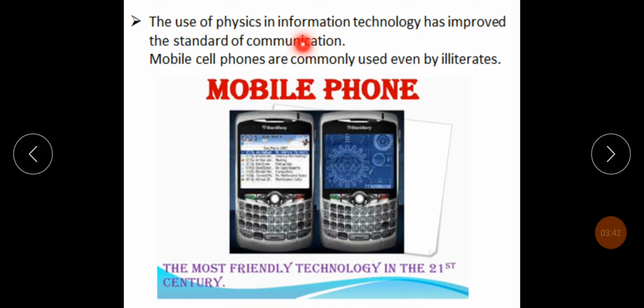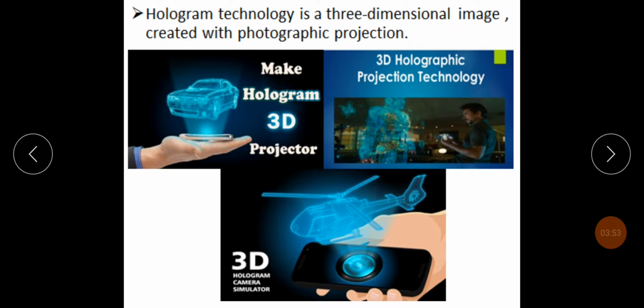The use of physics in information technology has improved the standard of communication, so mobile phones are commonly used even by illiterates. Hologram technology is a three-dimensional image created with photographic projection. Hologram technology is also incorporated in cell phones. Now you can see on the screen how the hologram technology performs its function. Now, that's all about the introduction to physics; in short, physics plays a vital role in the field of science and technology.